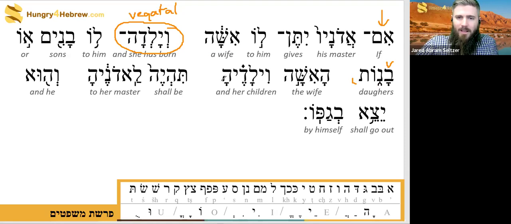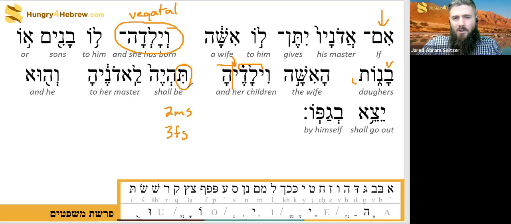Ha'isha viladeha, the woman and her children. You see the root is child, but there's a yod which makes it plural, and her children. Tihye, wait a second. Who's the built-in subject of tihye? There's a tav there. You only have two options. With a tav, it's either you, a masculine singular, or third person she, feminine singular.